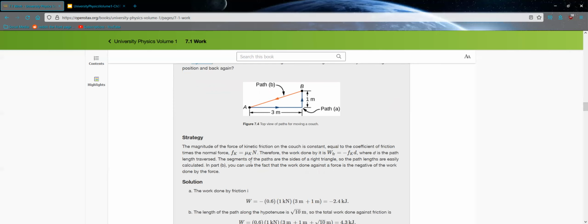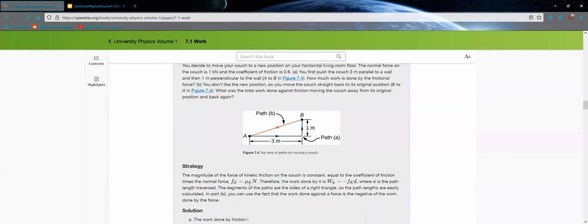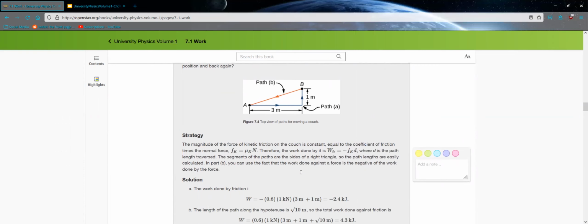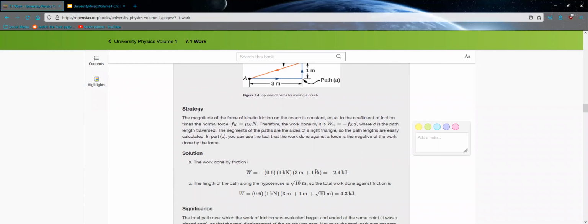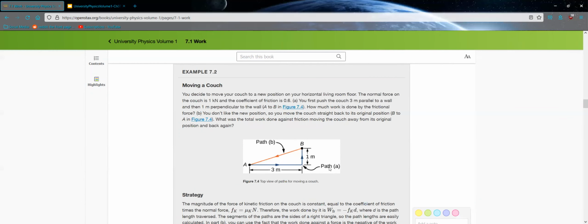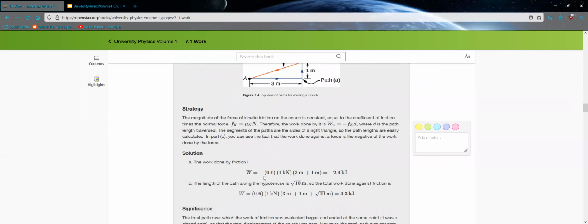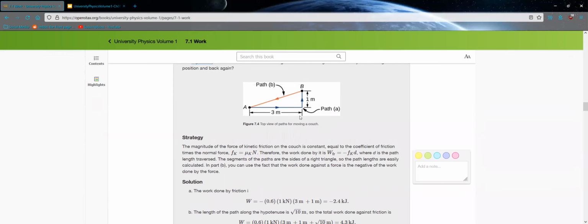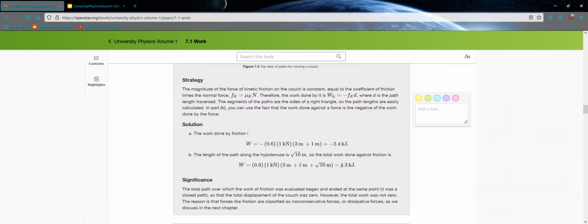All right, cool. So we're given the coefficient of friction, mu, as 0.6. We know the normal force of the couch, right? 1 kilonewton. Can we solve this? Yes, we can. We're moving 3 meters and then 1 meter horizontally. So how far are we moving? Well, the work done is equal to the force of kinetic friction, which is mu k times N, so 0.6 times 1 kilonewton, times the distance. The distance covered is 3 meters and then 1 meter, 4 meters total. That gives us the work done by friction based on these components, or negative 2.4 kilojoules.